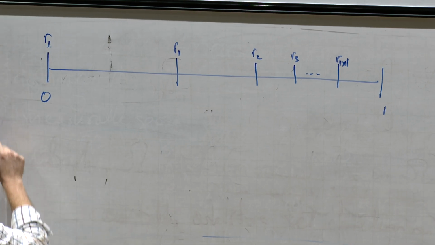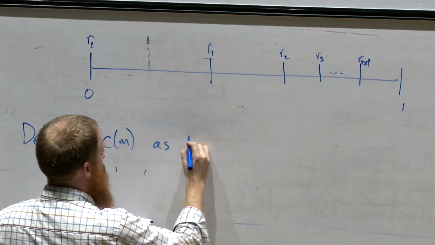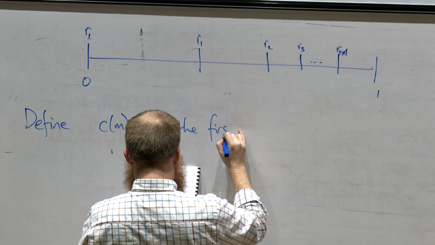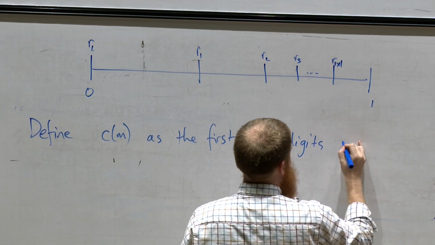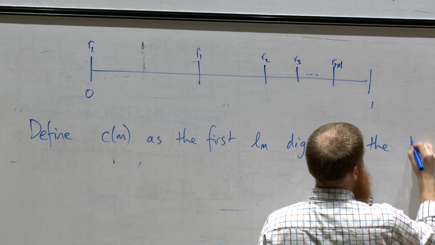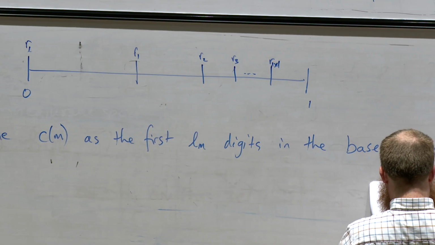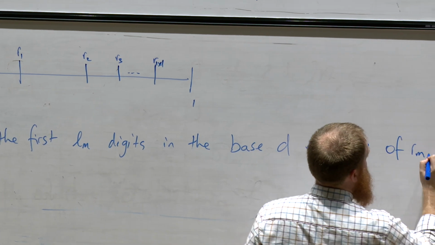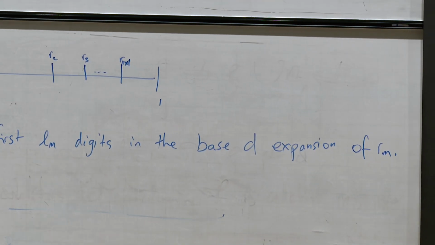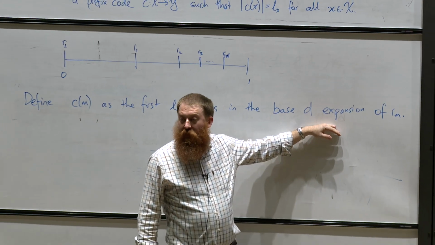Define Cm as the first Lm digits in the base D expansion of Rm. Okay, so I need to be a little careful when I talk about base D expansions.